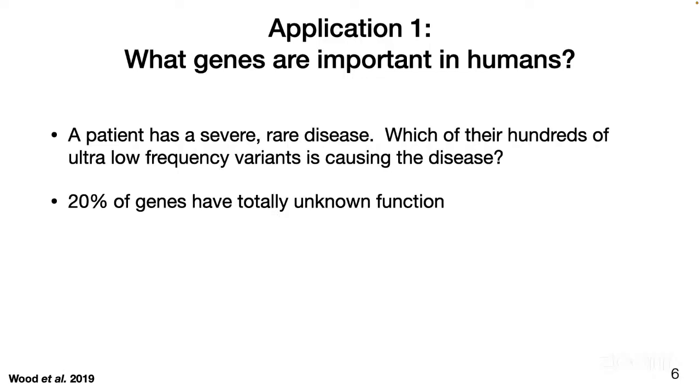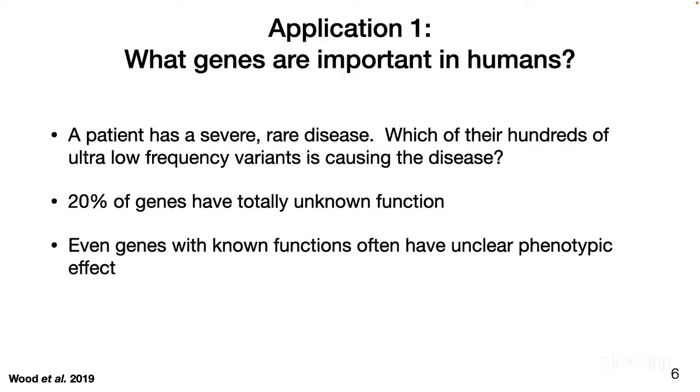This paper in 2019 says we don't know anything about 20% of genes. Actually, this is a very qualified statement, but we don't know a lot about what genes are doing. And even for genes where we know something about their biochemistry, it's unclear. Like if I disrupt a particular G protein coupled receptor, I might know something about what it's doing in cells, but I have no idea what that would look like at the person level. So it's very hard to decide among these different variants.